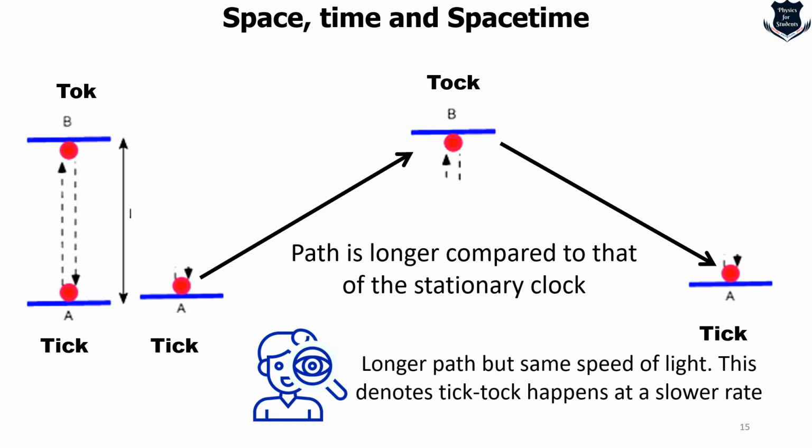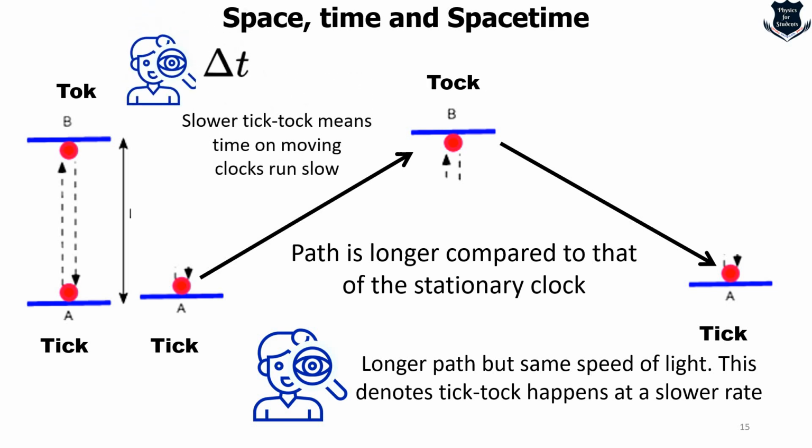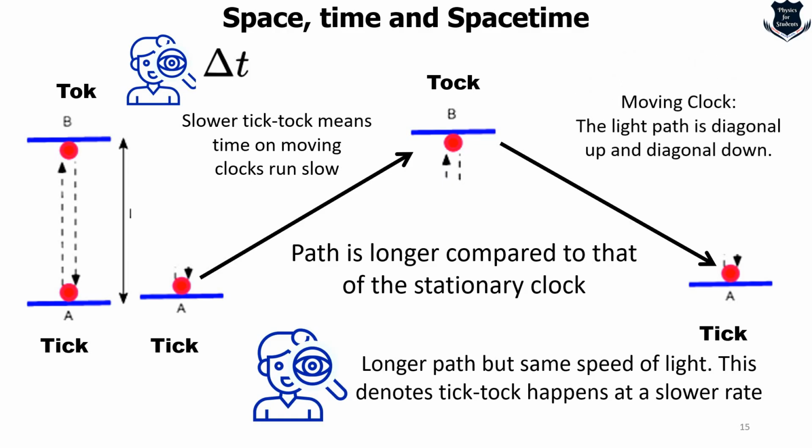So for the person who is standing outside, it is a longer path but the same speed of light, which denotes that the tick tock happens at a slower rate. The slow tick tock means moving clocks run slow, and the light path is diagonal up and diagonal down. This is a wonderful thought experiment which gives you an idea of why, on a moving frame or frames which are moving close to the speed of light, clocks run slow.